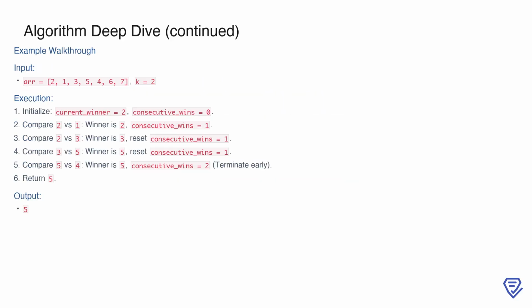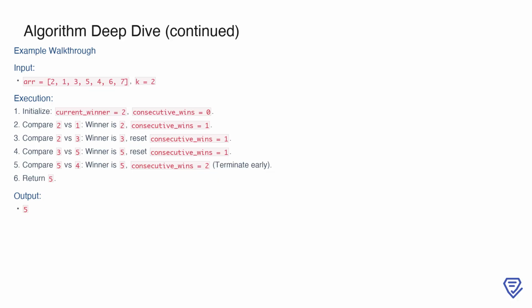Let's walk through an example to see how the algorithm works in practice. Suppose the input array is 2, 1, 3, 5, 4, 6, 7, and k is 2. We start by initializing the current_winner to 2 and consecutive_wins to 0. First, we compare 2 with 1. Since 2 is larger, it wins this round, and consecutive_wins becomes 1.